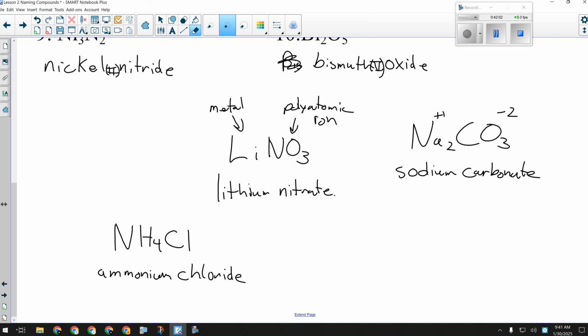Do you have to do the thing where you take the 4 and turn it into like a numerical or something? Or do you just leave it like that? No, it's like any other metal, right? I don't put a prefix or anything in for that. I only need a Roman numeral if it's got more than one charge, and this is always a positive one. That's a good question. Any other questions on that?